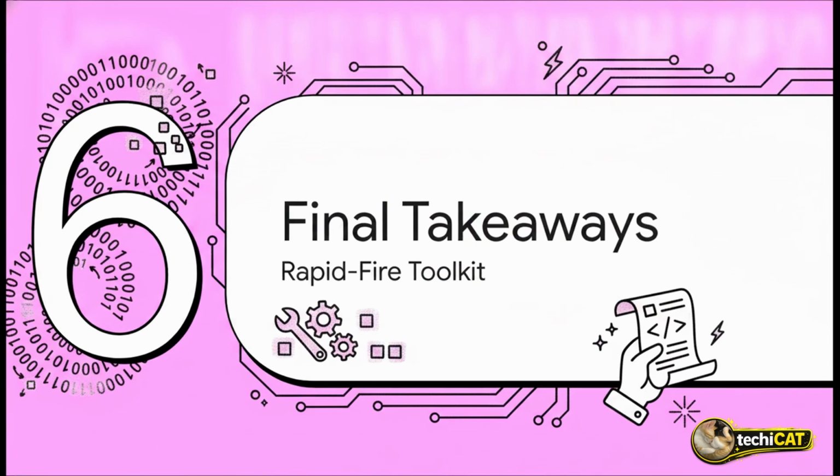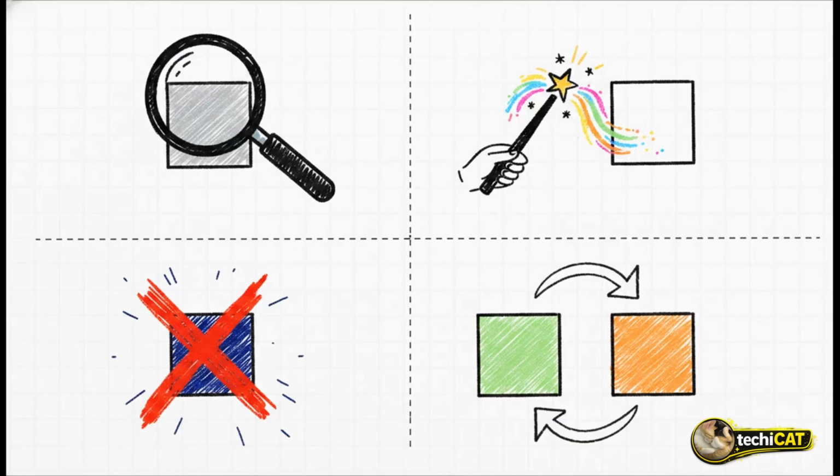Section 6. Final interview takeaways, your rapid-fire toolkit. All right, here are your rapid-fire solutions to keep in your back pocket. Number 1, to check if a specific bit at index I is a 1 or 0, shift x to the right by I and AND it with 1. Number 2, to set a specific bit to 1, use x OR 1 shifted left by I. Number 3, to clear that specific bit back to 0, use x AND the NOT of 1 shifted left by I.